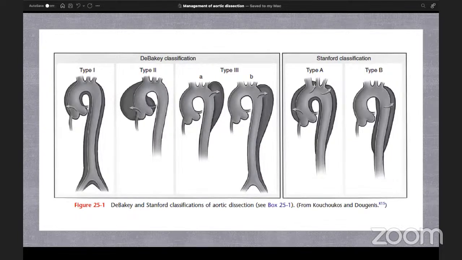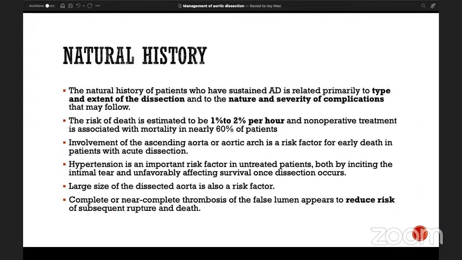Any intimal tear that originates beyond that landmark is considered a Stanford type B dissection, or type 3 with its classification A and B of the DeBakey classification. Our talk today mainly will be focusing on the type A dissection.